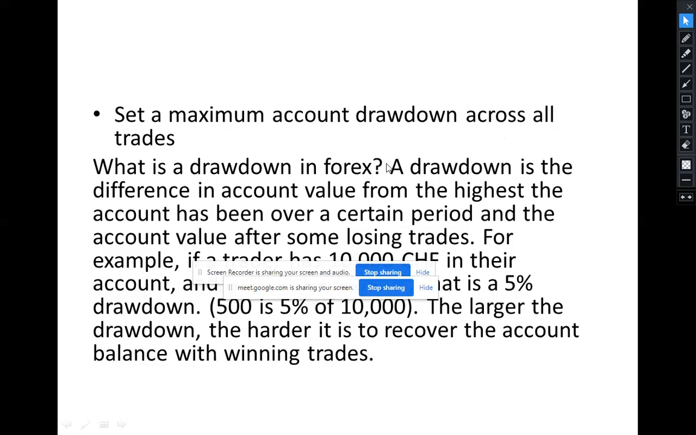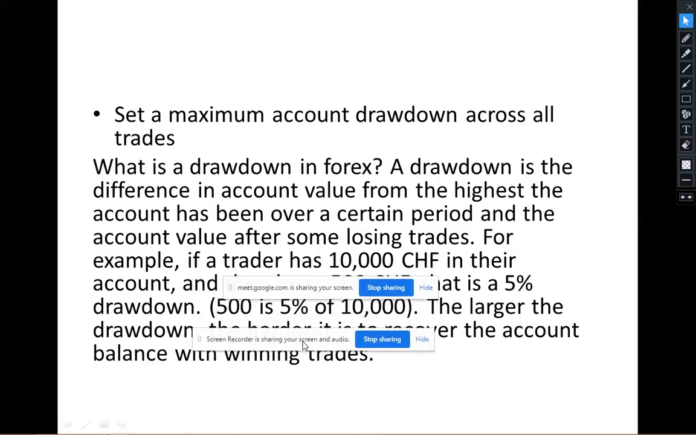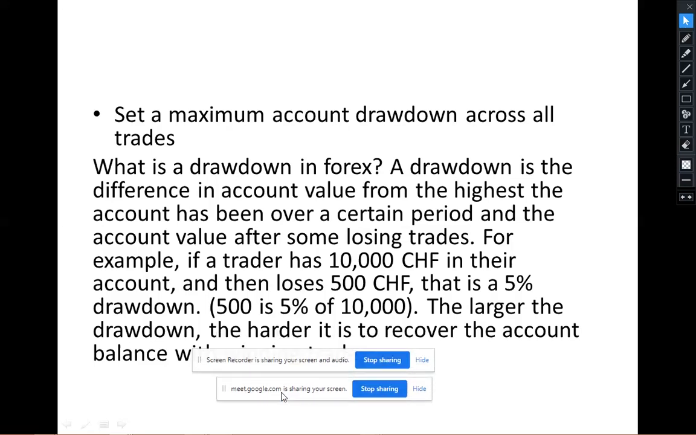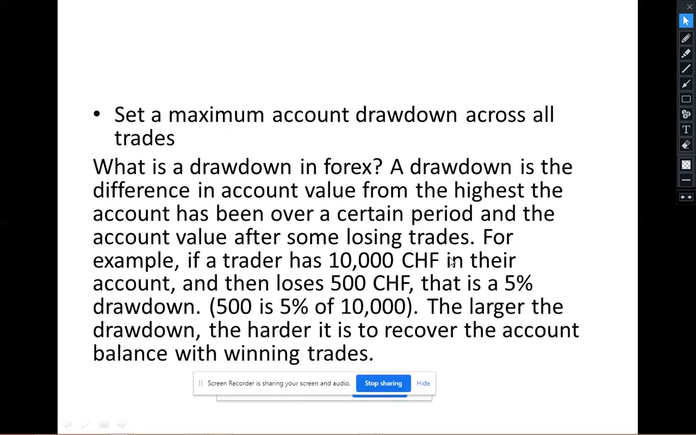What is a drawdown in Forex? A drawdown is the difference between the highest value the account has been over a certain period and the account value after some losing trades. For example, if a trader has 10,000 CHF in their account and then loses 500 CHF, that is 5%. So the drawdown is 500, which is 5% of the 10,000 account. The larger the drawdown, the harder it is to recover the account balance with winning trades.